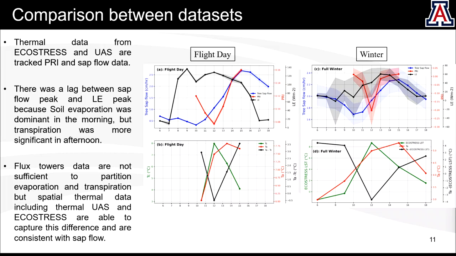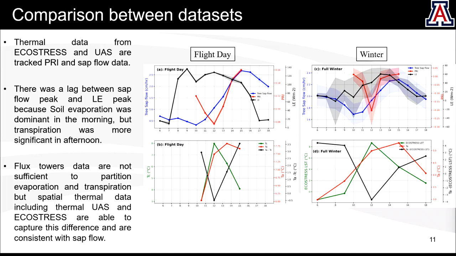For the full winter, we used ECOSTRESS LST as an index of canopy temperature to examine the capability of the ECOSTRESS satellite. First of all, ECOSTRESS data are tracking the drone canopy temperature very well. Their deviation from air temperature is also similar to our drone data.